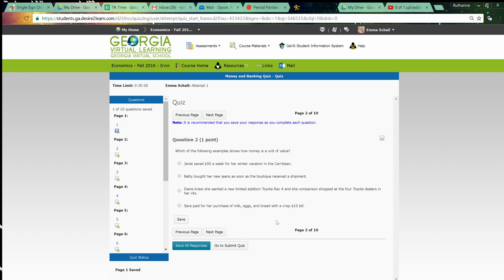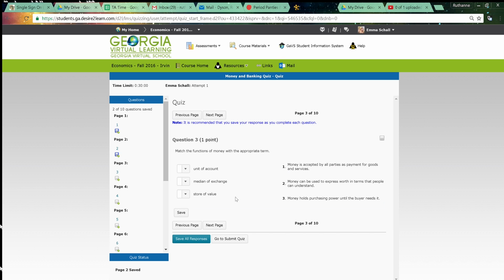Okay, so if we're looking at how money acts as a unit of value, let's start with the first one. This is how money acts as a store of value. So basically, she can take $50 a week, put it away, and then it'll all come together, and she'll now have however much money for visiting the Caribbean that she's saved. The second one, Betty, that doesn't really have anything to do with money. Diane, that doesn't have to do anything with actual money either. So Sarah paid for her purchase of milk, eggs, and bread with a crisp $10 bill, because this shows how the value of that $10 bill allowed Sarah to buy milk, eggs, and bread.